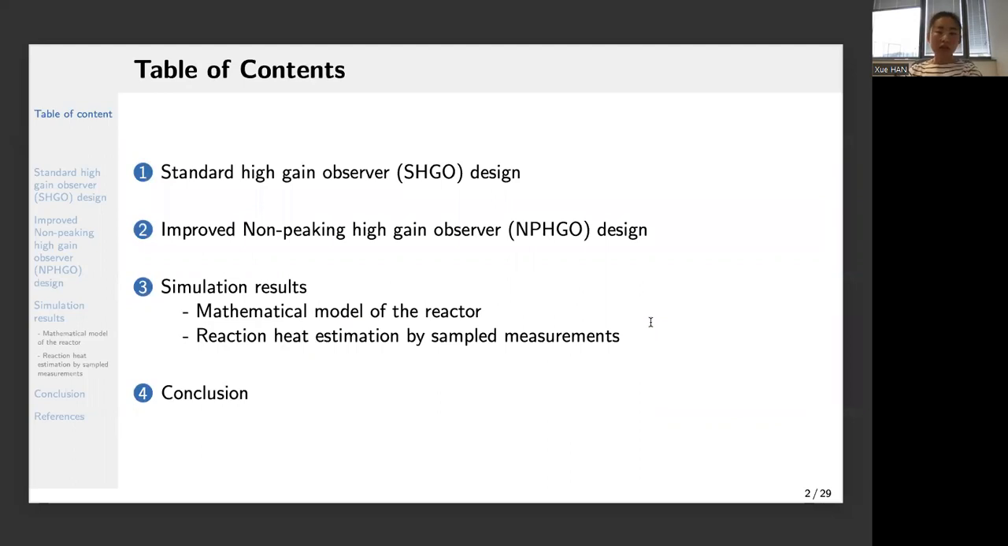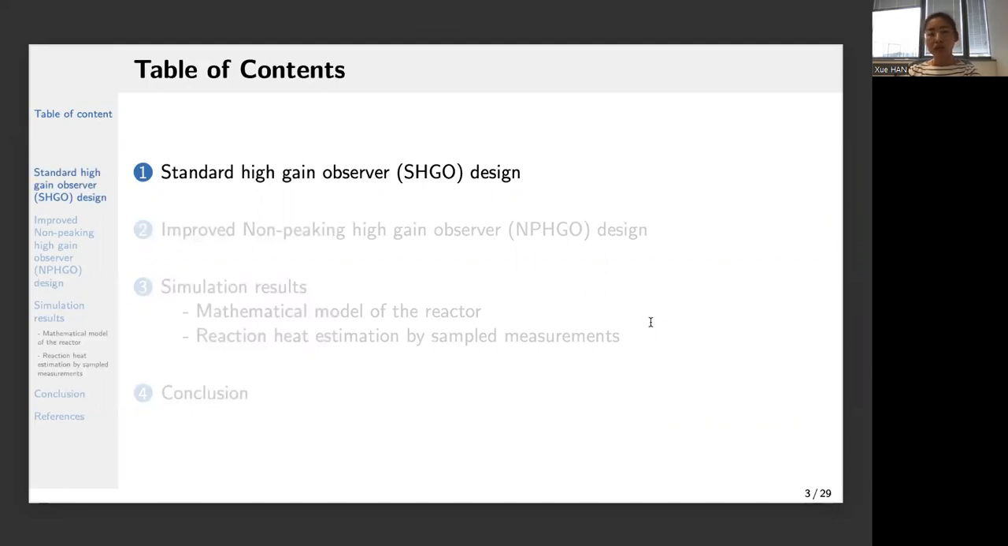In my talk, I will talk about two kinds of observer design. First is the standard high gain observer design for the system with sampled output. And the second, I will present an improved peaking-free high gain observer design process. And then I will give the simulation results and the conclusion. So we will start from the standard high gain observer design.